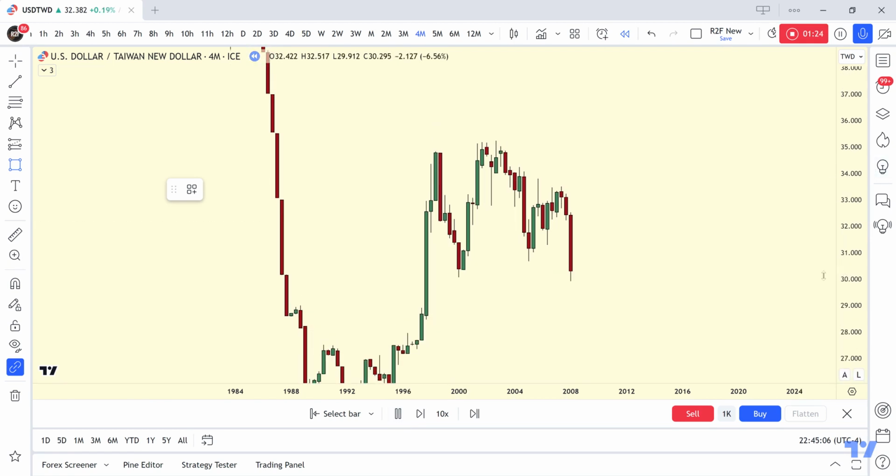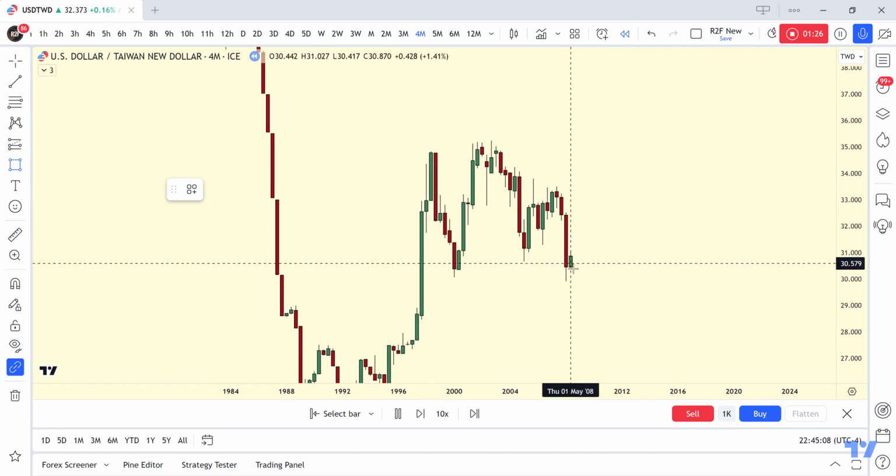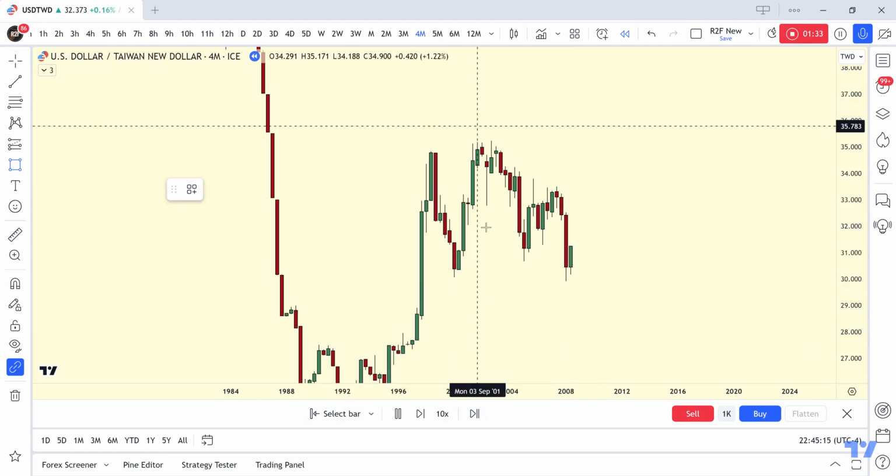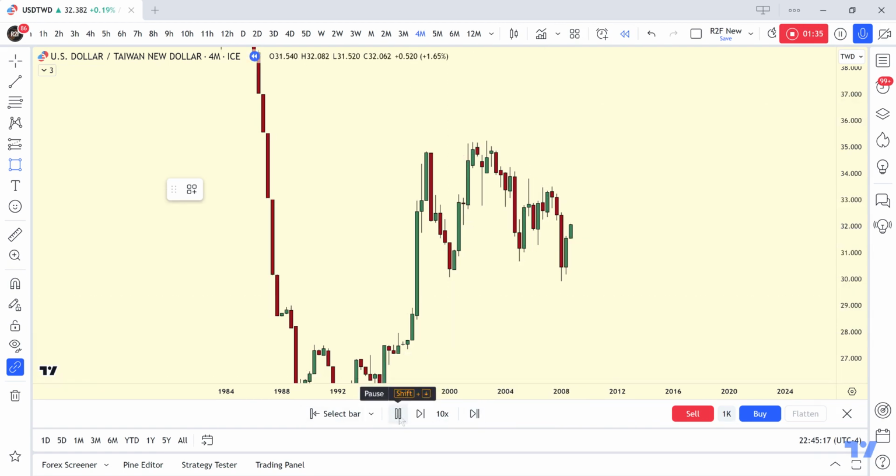Pushing down really fast. The year 2008. You don't normally have to wait this long for gaps to form. I'm just starting on the 4 month. You can do this on any time frame.